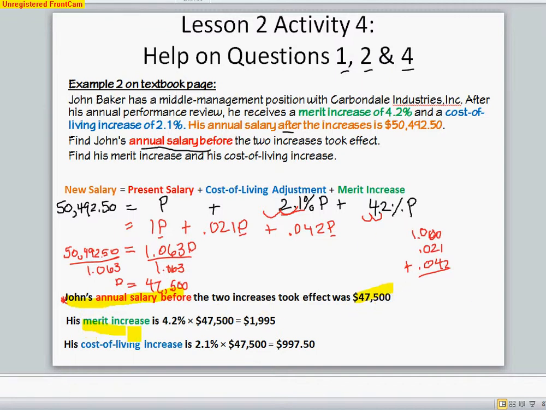To find his merit increase, you would multiply 0.042 times the 47,500, and then to find his cost of living, you would multiply the 0.021 times the 47,500, which would give you this last number. So this is the step right here that you're going to be doing for 1, 2, and 4.